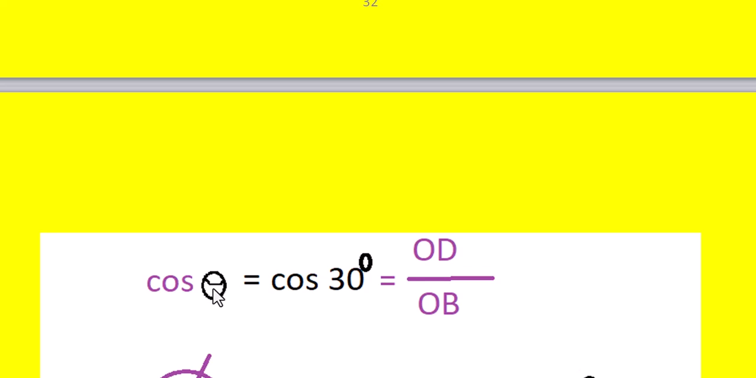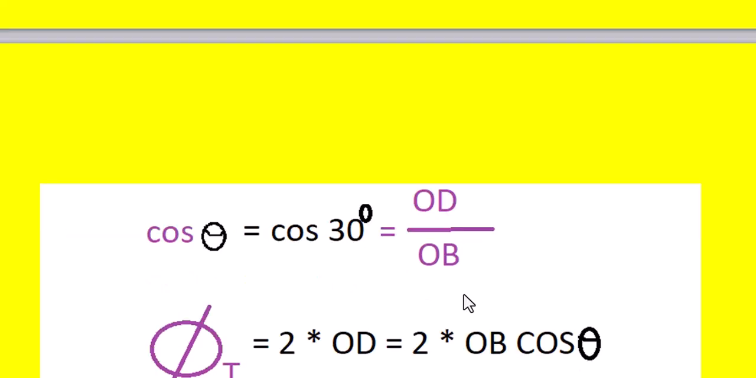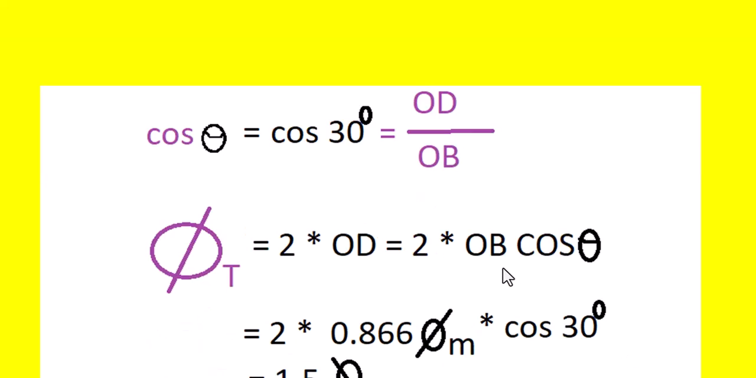So from the vector diagram it is observed that cos theta, that is cos 30, is equal to OD by OB. And we know what is phi t. Phi t is nothing but 2 into OD, and OD is nothing but OB into cos 30 from this equation. So we write 2 into OB cos theta. And what is OB? OB is also known, that is nothing but 0.866 phi m into cos theta. Here theta is 30 degrees.